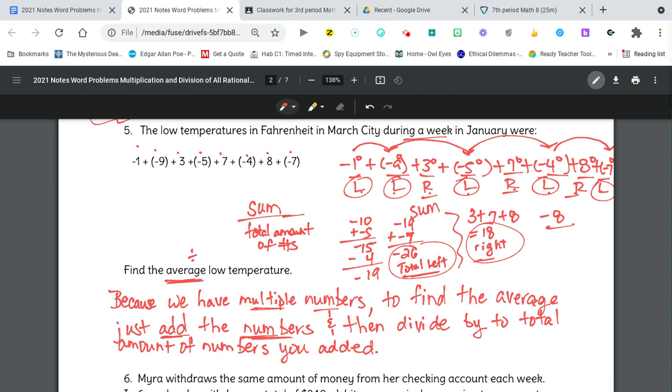And divide it by the total. 1, 2, 3, 4, 5, 6, 7, 8 again. So the average daily temp is represented by -1 degrees. It's in terms of Fahrenheit, guys. That's a little bunched up, so let me write that a little better.